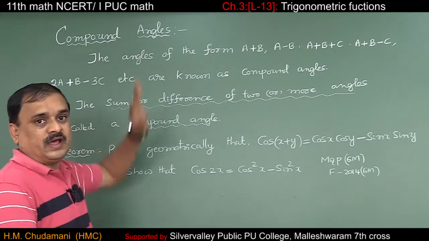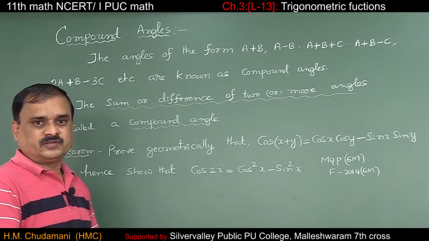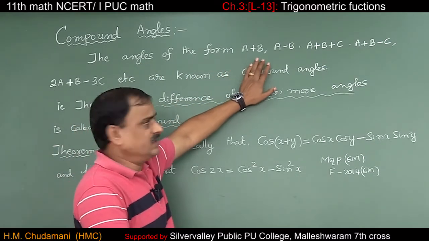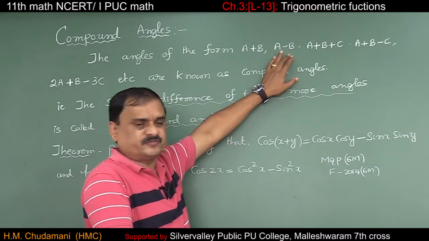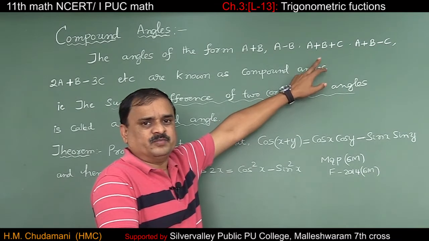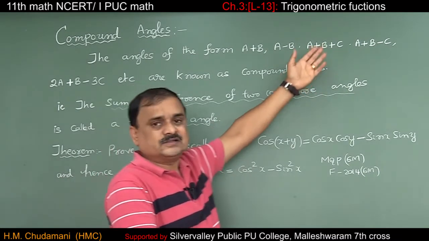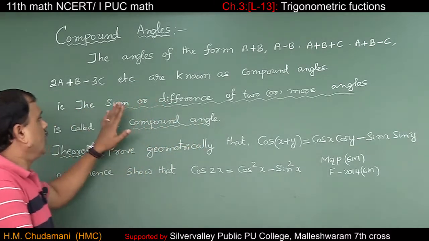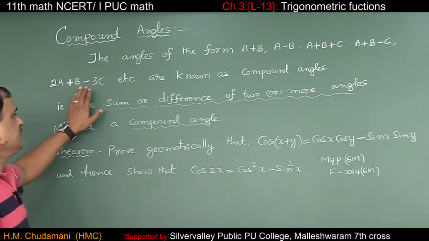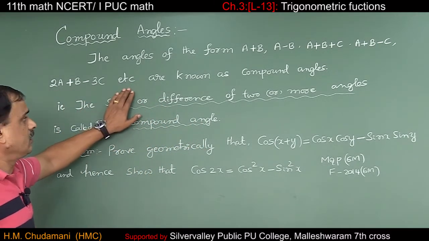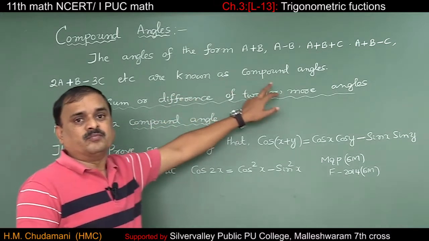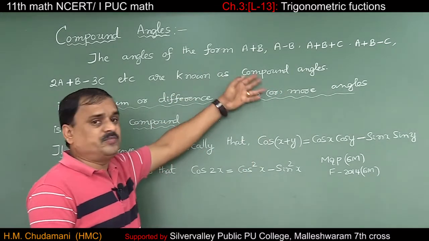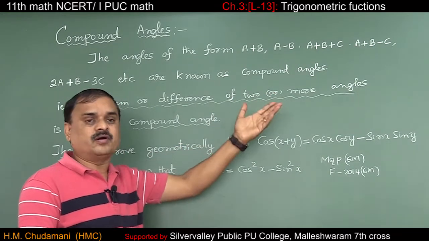So compound angles. The angles of the form a plus b, a minus b, a plus b plus c, or else a plus b minus c, or 2a plus b minus 3c, etc. are known as compound angles. If you write a, there is a simple angle. A plus b is not simple, it is a compound.